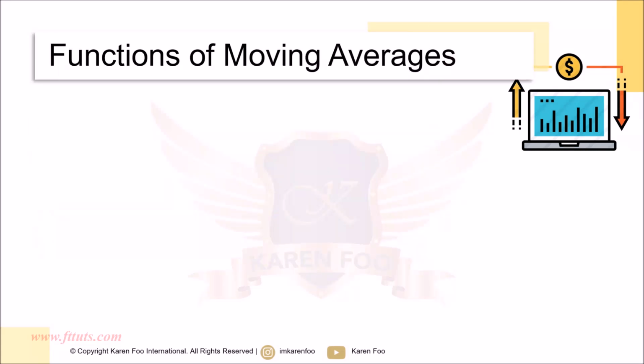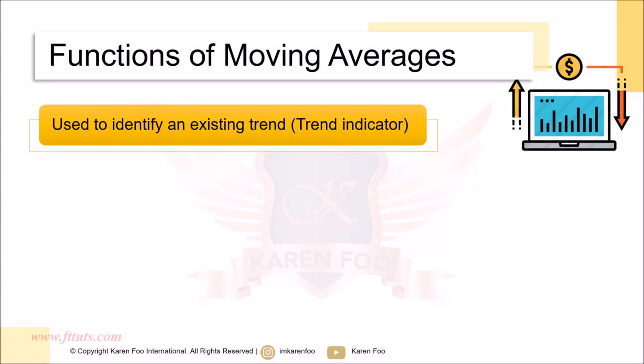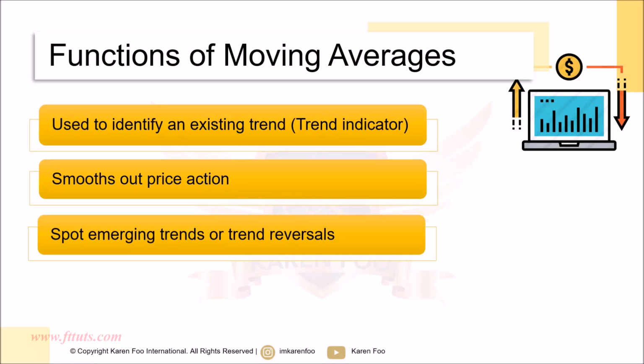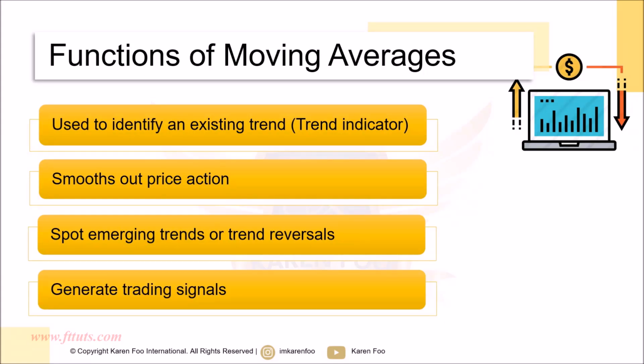So basically, what are the functions of moving averages? The first one is that it is used to identify an existing trend. So moving average is a trend indicator, okay? And it helps you smooth out the price action, because if you look at the calculation, this is what it does. And it helps you spot emerging trends or trend reversals, and it helps you generate trading signals, okay? Especially when the price retraces back to the moving average.